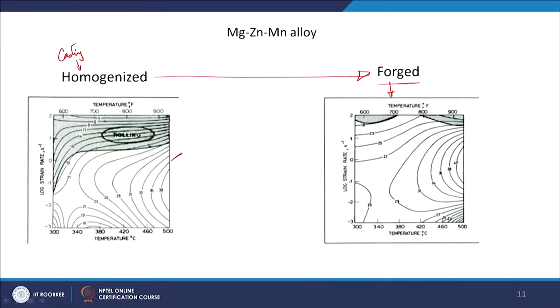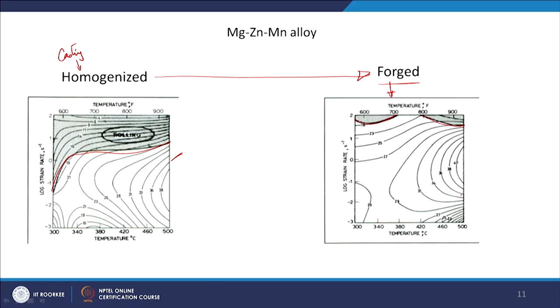generated the processing map. You can see that as you have done one forging, now you have brought the material into a rod condition, and your unstable region has shrunk. Here the unstable region was very big, covering a large processing window, whereas this unstable region is now limited to a very small processing window. So it has opened my processing window for the alloy by doing a forging operation.